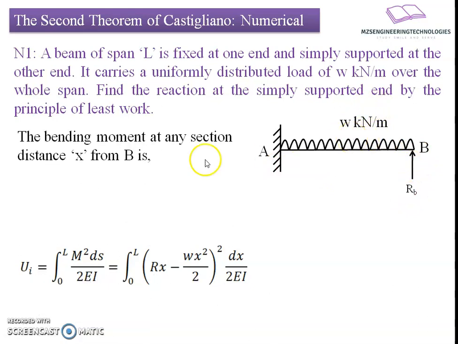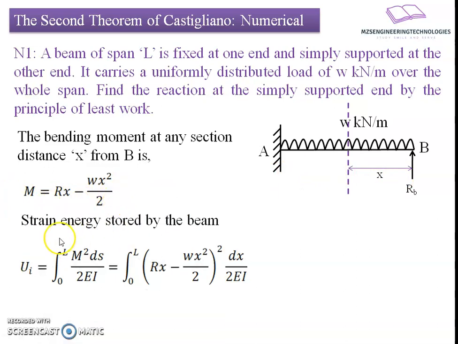If I take the bending moment at any section XX as shown here, the bending moment is M equals Rx minus Wx²/2. If I take the strain energy concept, the strain energy stored by this system will be the integral from 0 to L of M² dx upon 2EI. I am going to substitute the value of M here. It will be (Rx minus Wx²/2) whole square into dx upon 2EI.